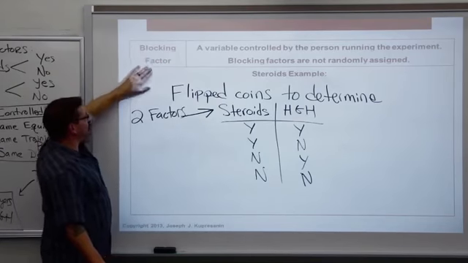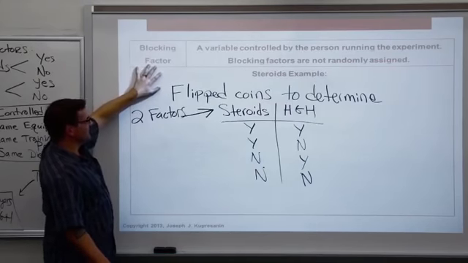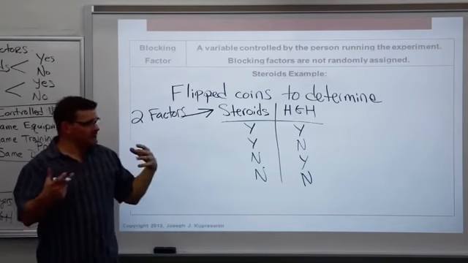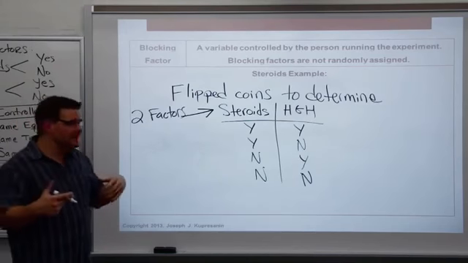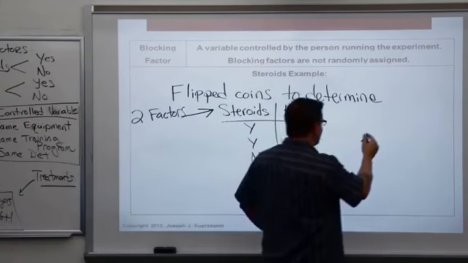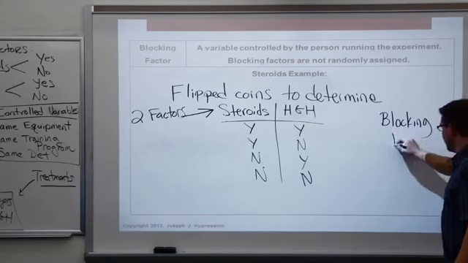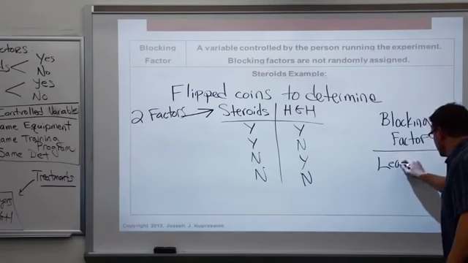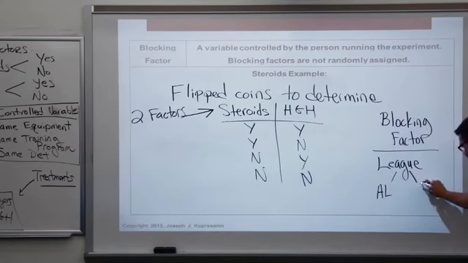A special kind of factor, and I'm calling it a blocking factor. I'm not sure if putting that word factor there is in every textbook, but we'll call it a blocking factor. This is a variable, again, controlled by the person running the experiment, but it's not randomly assigned. If you remember in the steroid example, we had that blocking factor, and that was which league do you play in? Do you play in the American League, or do you play in the National League? AL for American League, and NL for National League.